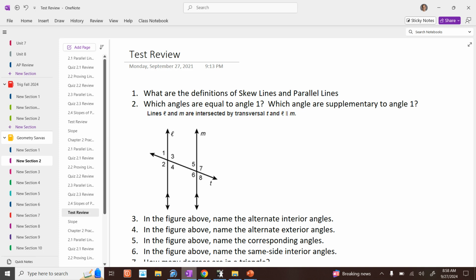In this drawing, which angles are equal to angle 1? Bradley, give me one of them. Equal to angle 1. 4. What's another one, Corwin? 8. What's another one, John? 4 and 8 are both equal to 1. What's the other one? The acute one. The other acute angle. 5. Yep. So 4, 5, and 8 are all congruent.